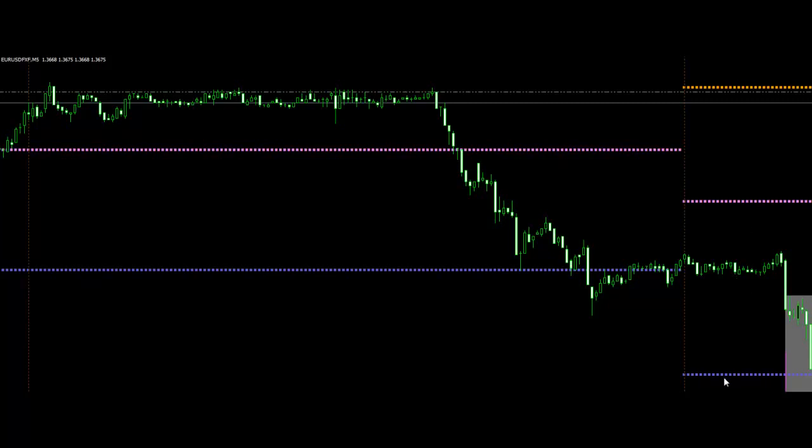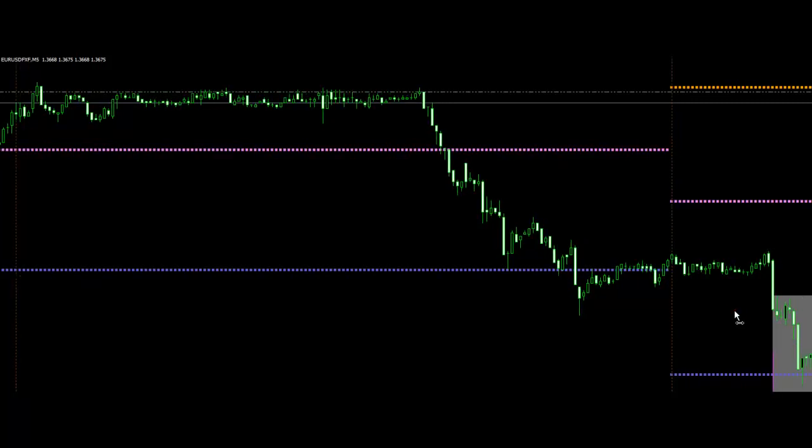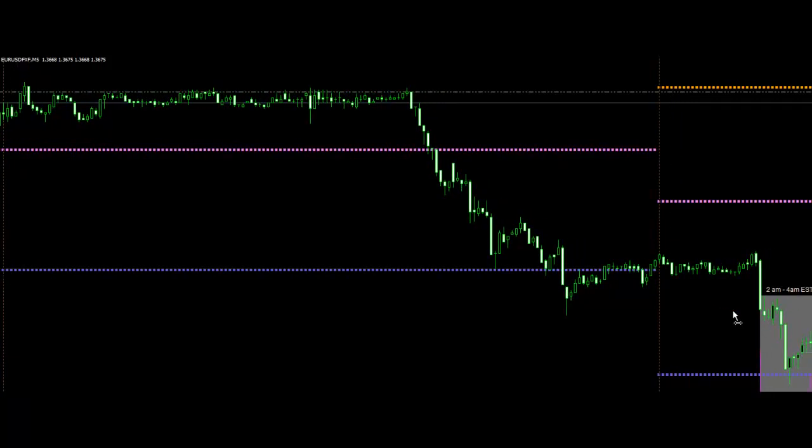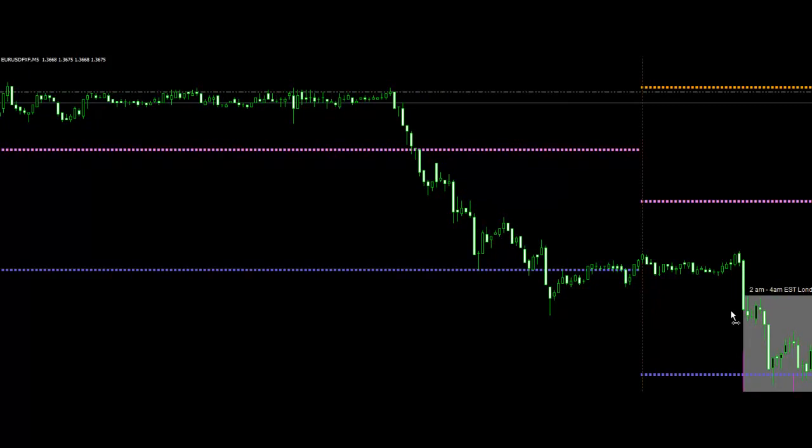I'll go over why this was a stop run in a moment, but for now we have S1 coming in at 135.30. Now this rectangle in here is my way of showing and highlighting what? Well, here we go. There's your window for the London Open.